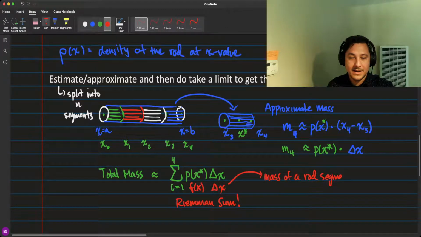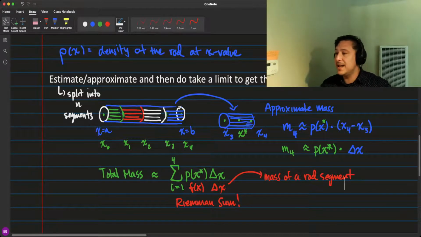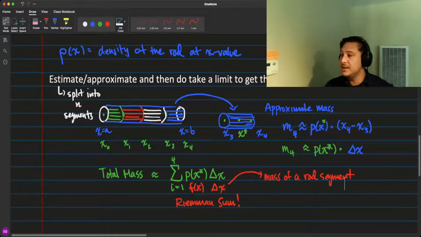Do you see how this goes back to f of x and delta x, the product of those two things? The interpretation of it is just changing depending upon what it is that you're trying to calculate. In this case, we're adding up a bunch of masses, right? Before it was other stuff.